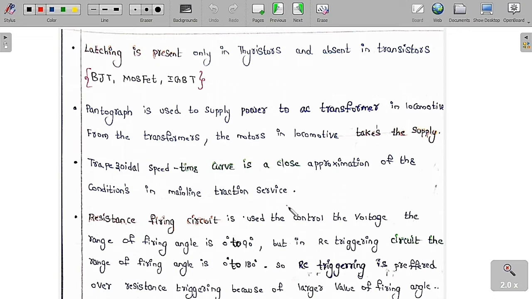So the episodic speed time curve is a close approximation of the conditions in the main line traction service. If you observe the main line traction service, then you are going to get an approximate episodic speed time curve. The trapezoidal speed time curve is basically based on the mainline traction service. Based on the mainline traction service only, we are going to get a curve which is exactly a trapezoidal speed time curve.